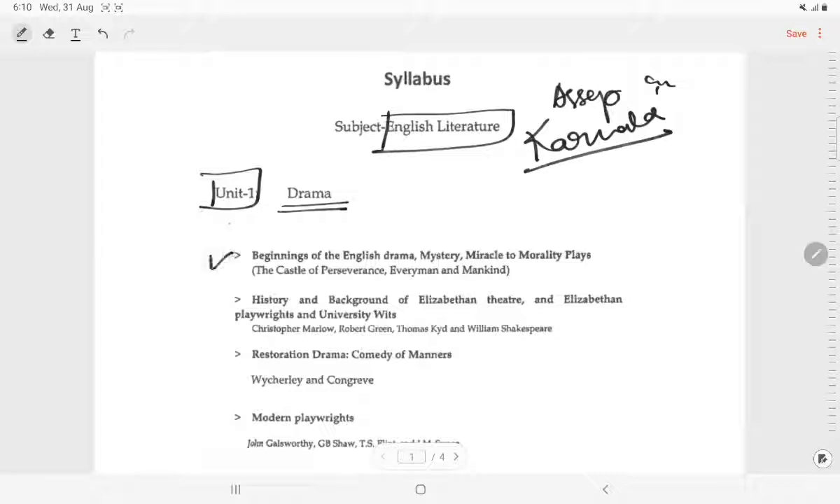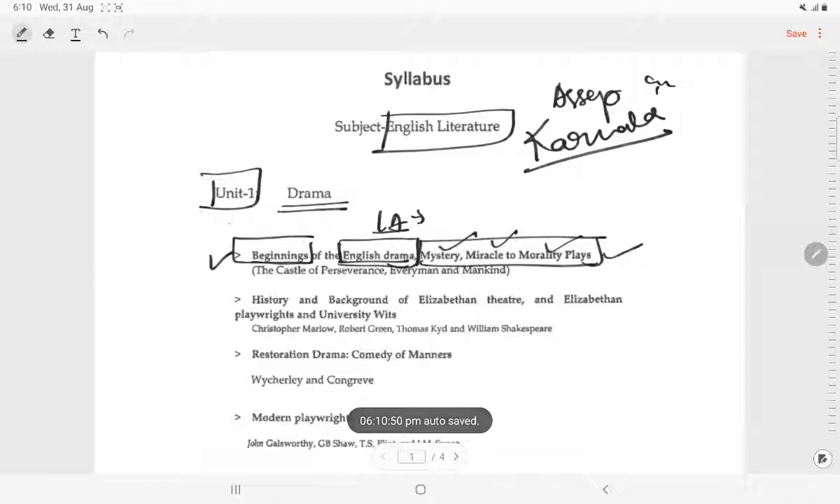The very first point is beginnings. It means the starting of English drama, where it was started, and the different forms. English drama began actually in the 14th century. At the early stage it was not like drama, but in different shapes like mystery, miracle and morality plays. Individually we have to study these concepts, and for example they have given The Castle of Perseverance, Everyman and Mankind. These are the three different sub dramas we have to study.